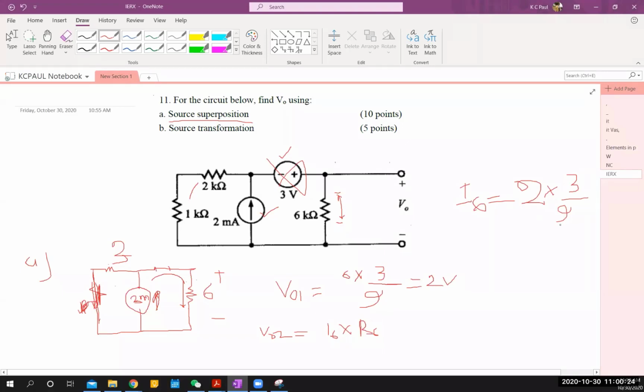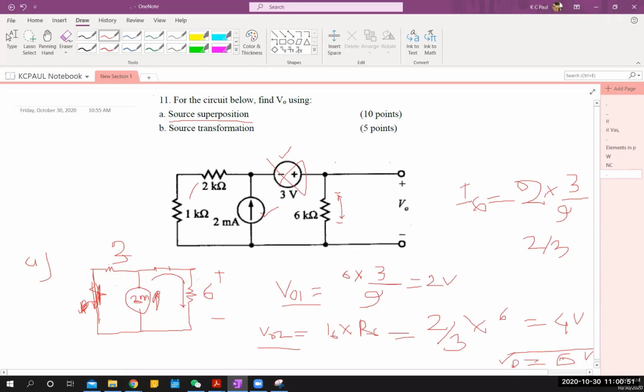Okay, 3, 3. So 2/3, right? 2/3. Now this one will be equal to 2/3 times 6, which equals 4 volts. Now you have VO1 and VO2. And now these 4 volts, again from top to bottom, will be added up. So the total voltage will be 6 volts. So V out is equal to 6 volts.